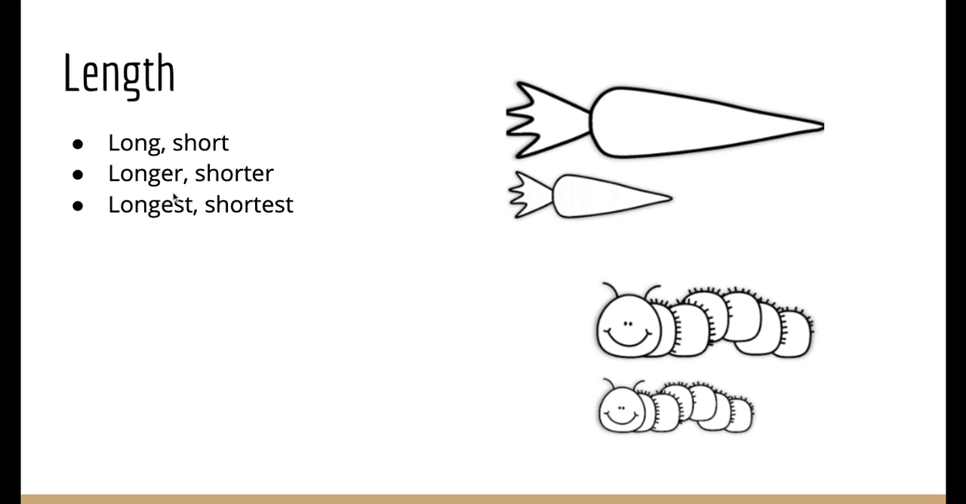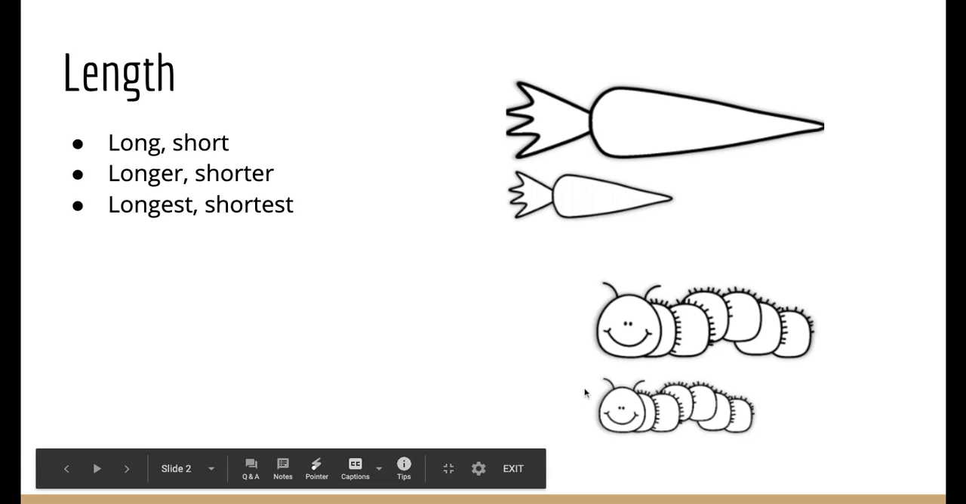And then when we're thinking about which is the most long, we say it's the longest, and then the opposite would be the shortest. So for example, we have these two carrots. And remember when we measure, it's so important to start them at the same starting point so we can tell how long they are. So you don't want to start here in the middle. You want to start at the same baseline. So we can tell that the carrot on top is longer and this carrot is shorter.